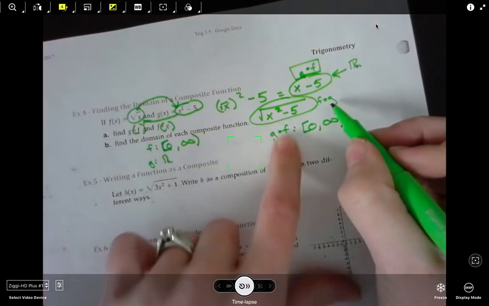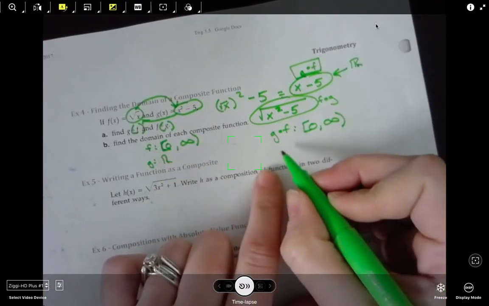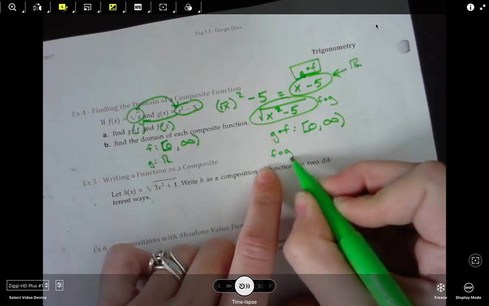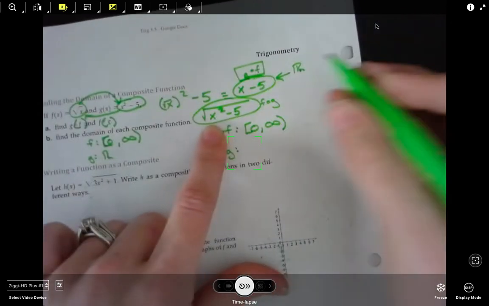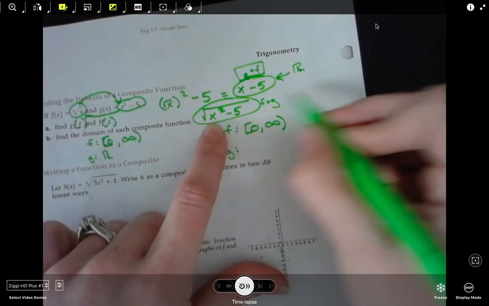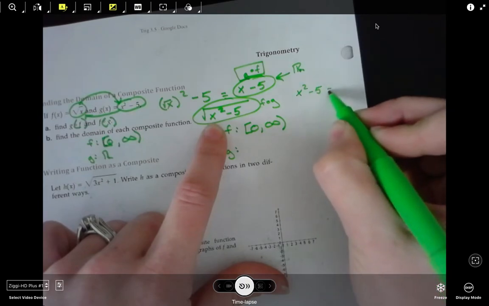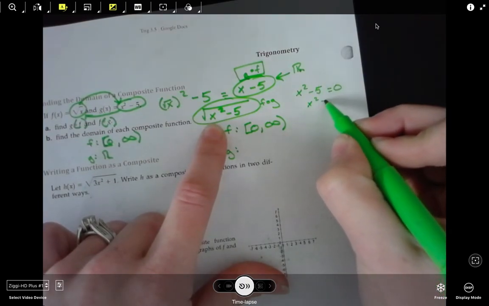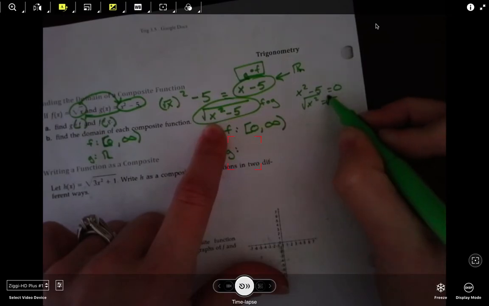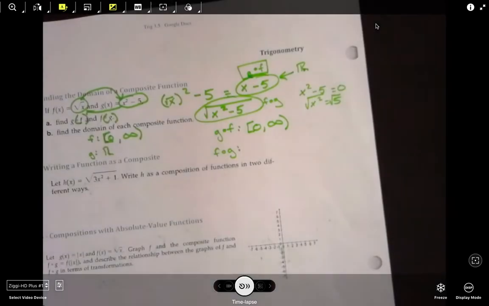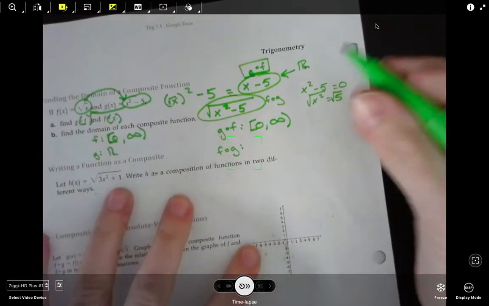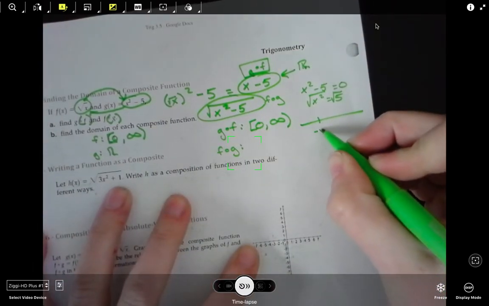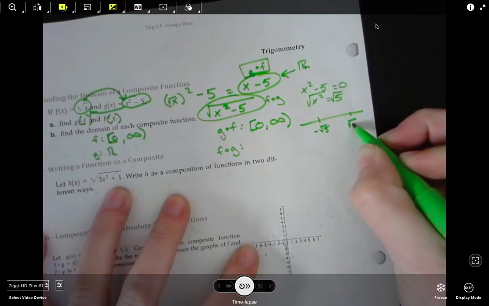f composed of g is the same way. I have these two things going on, and then we look at this guy individually. So x squared minus 5, I set that equal to 0. x squared equals 5, and we take the square root. Oh shoot, my lights just turned off. So we have plus and minus the square root of 5. Negative square root of 5, positive square root of 5.